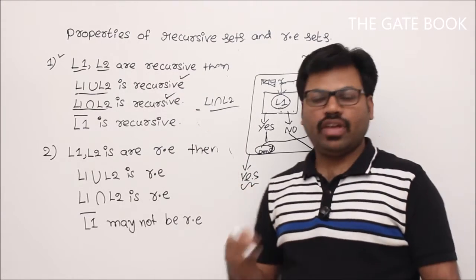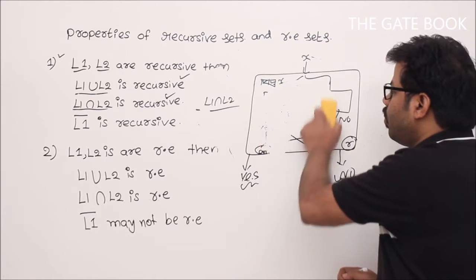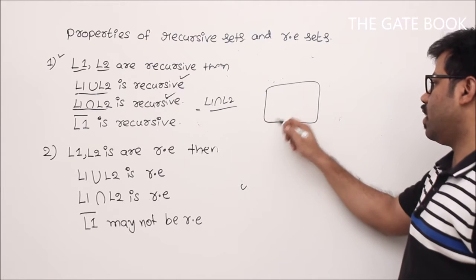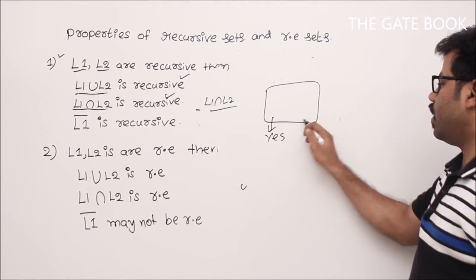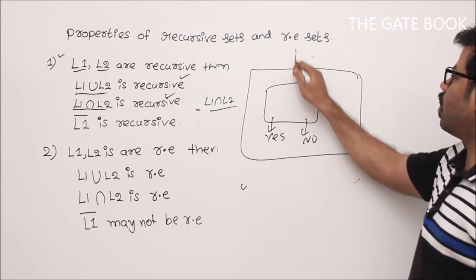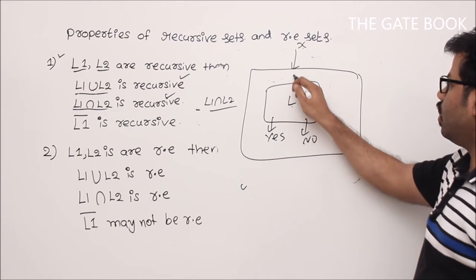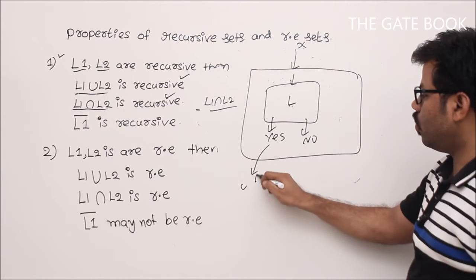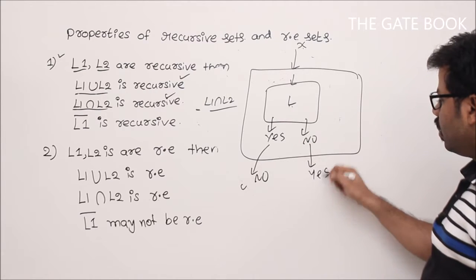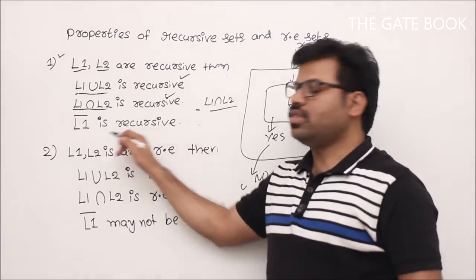Now, L1 bar we already proved, right? Whenever L1 is recursive, we can create L1 bar as a recursive machine, correct? How to do that? Simple. This is your recursive machine, so you have yes and no. Then I use a bigger machine for L bar. So this is for L. I give input X to L. If L says yes, then I say no. If L says no, then I say yes. In that way, by doing the complementation, we can do it, right? So L1 bar is recursive.